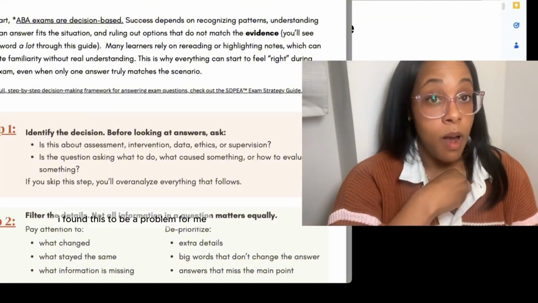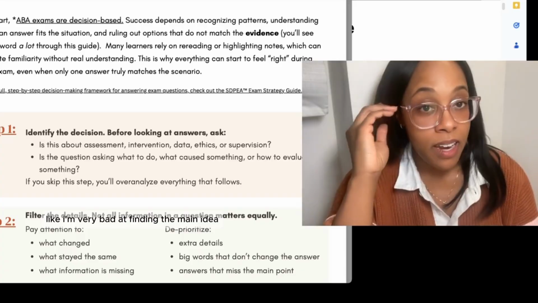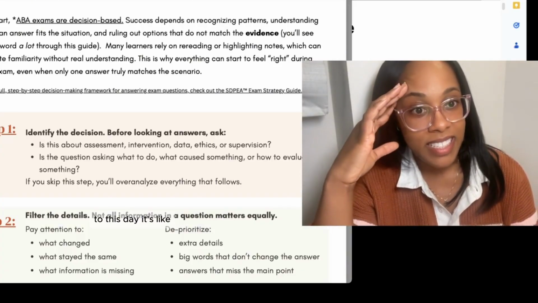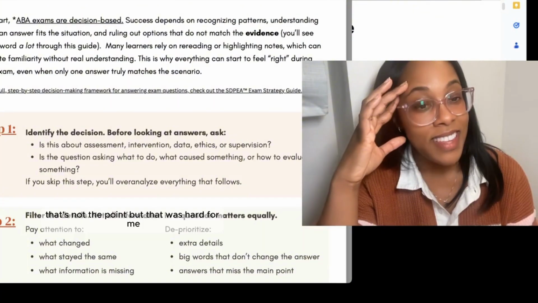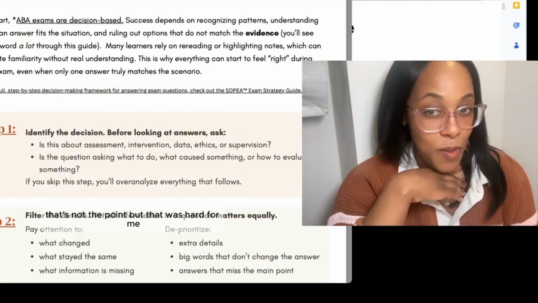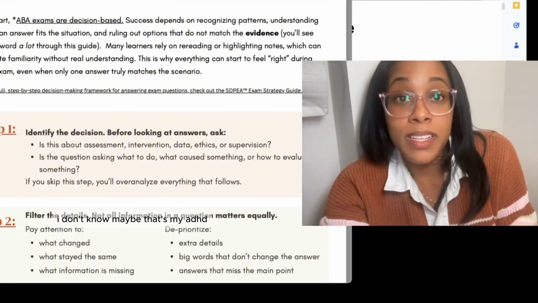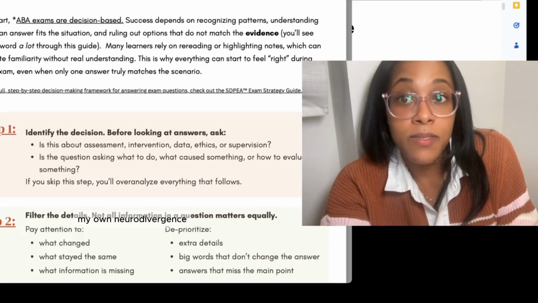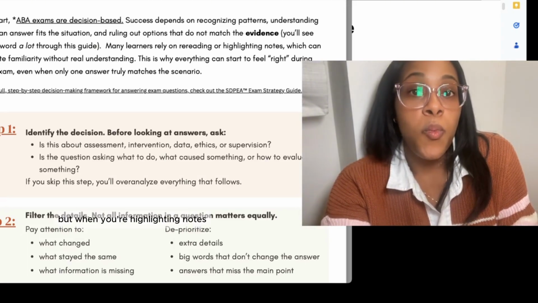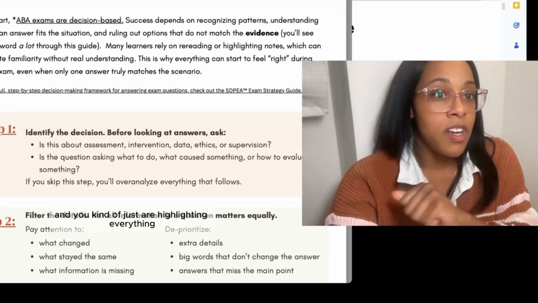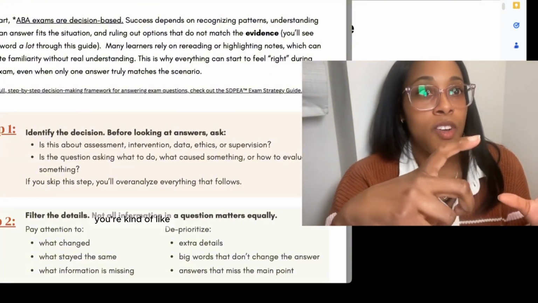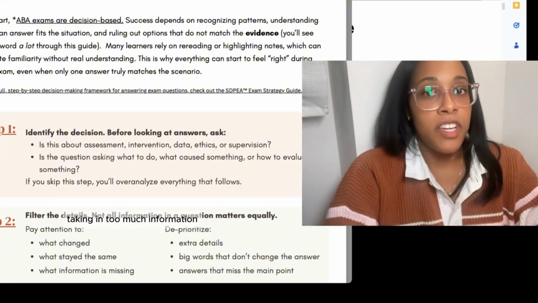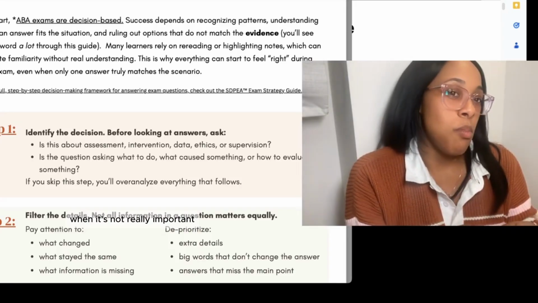And when you're reading notes, I found this to be a problem for me. I'm very bad at finding the main idea to this day. When I was highlighting notes, it's like, okay, we don't highlight everything. That's not the point. But that was hard for me. I don't know, maybe that's my ADHD, my own neurodivergence. But when you're highlighting everything, that might translate into when you're on the exam, you're taking in too much information when it's not really important.